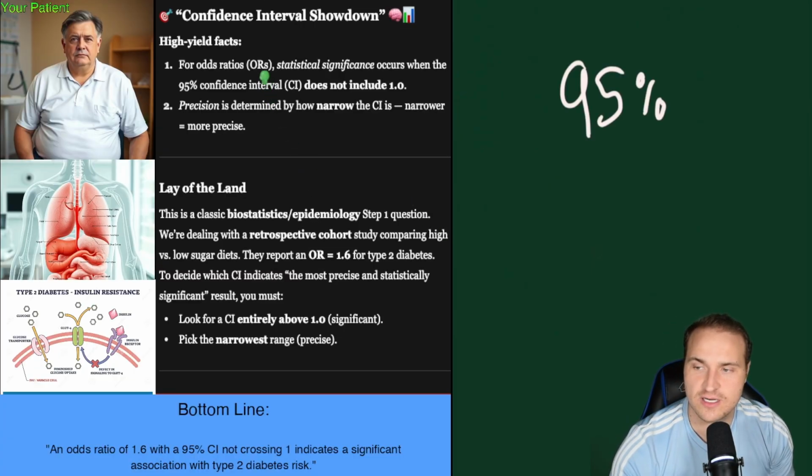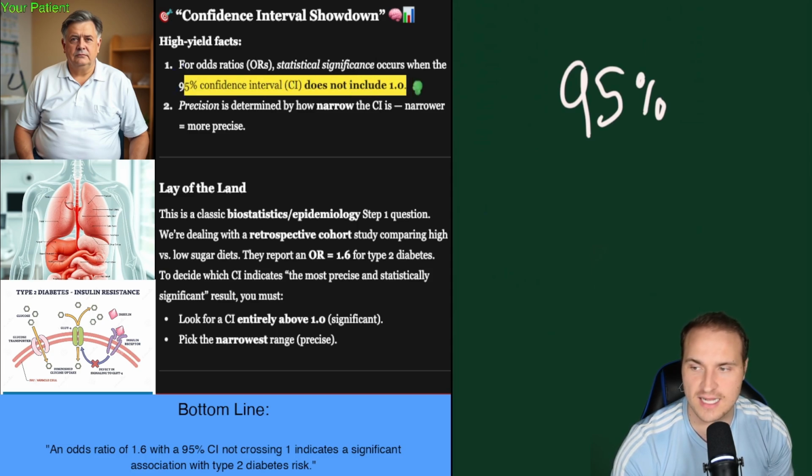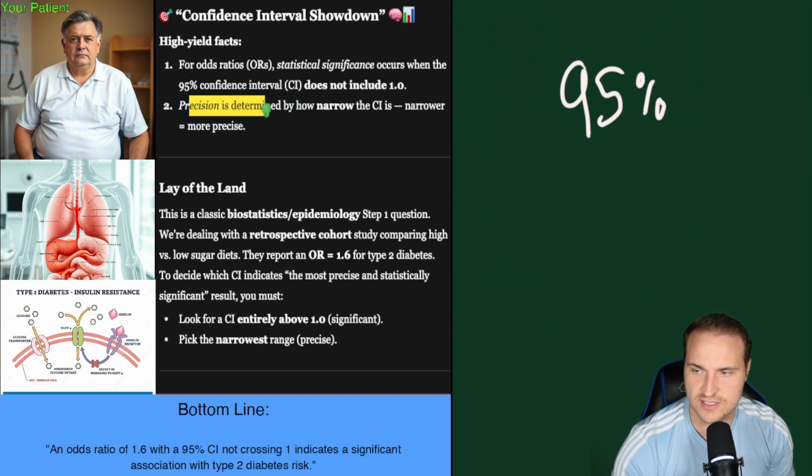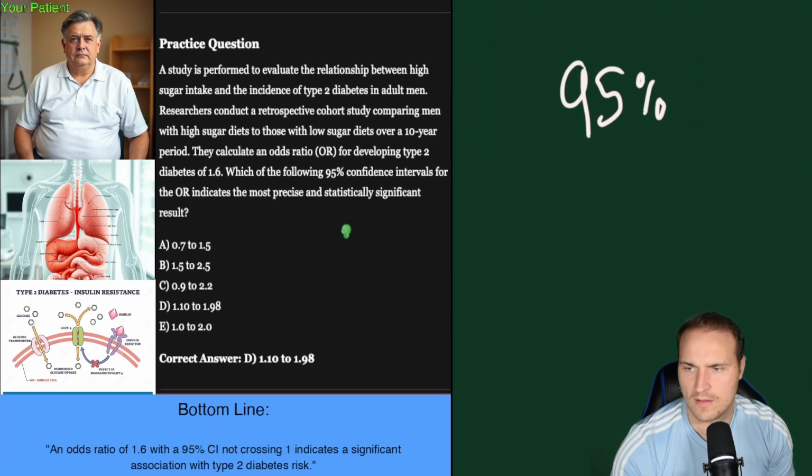All right, for this next question, odds ratios. Statistical significance occurs when the 95% confidence interval does not include 1. Precision is how narrow the confidence interval is, and narrower means you're more precise. So here's a practice question.